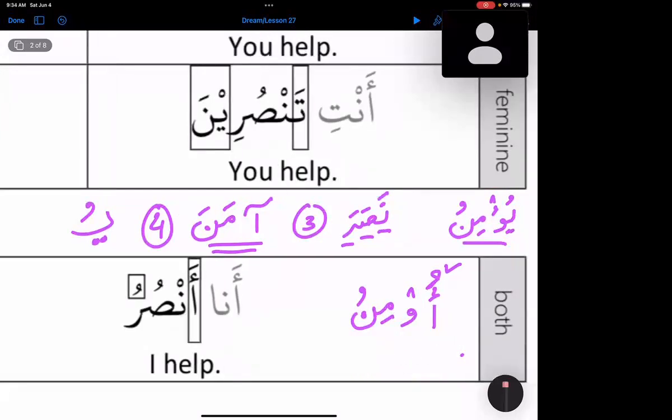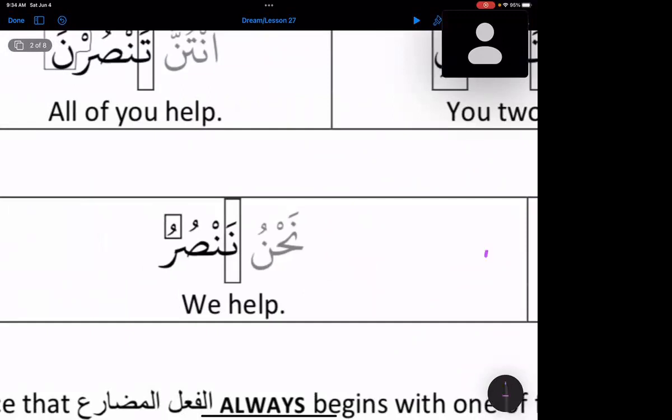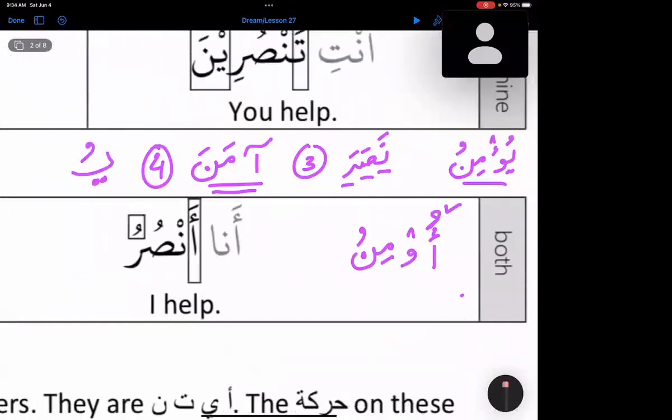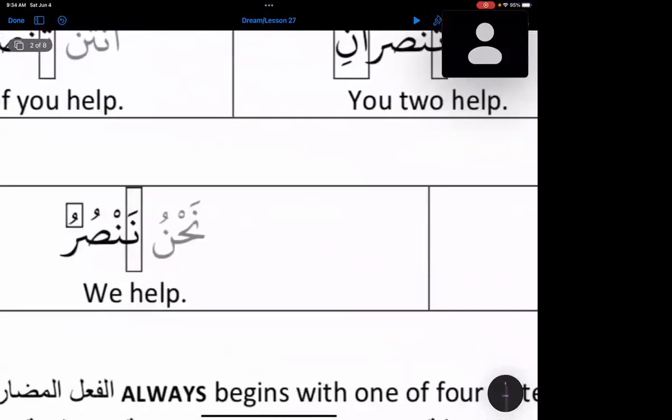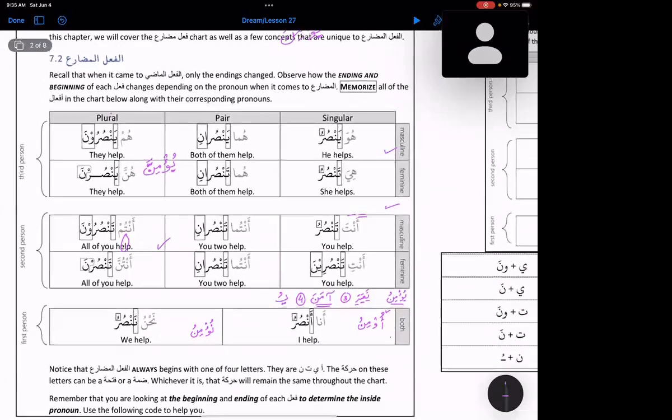Okay, so now that is u'minu, and what is nahnu? Nu'minu. Again, noon will take dhamma, and we have hamza, and then nu'minu. U'minu, nu'minu. Okay, so this is how it is going to go. Now can we do the whole conjugation with amana first, and then we can move on to other fail? So who is ready? Huwa.